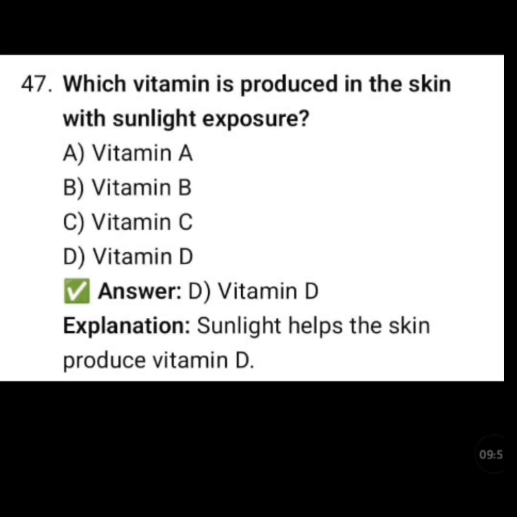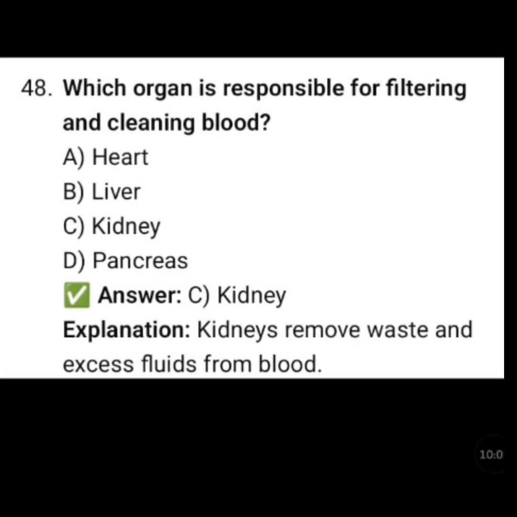Which vitamin is produced in the skin with sunlight exposure? Vitamin A, B, vitamin C, D. The correct answer is option D, vitamin D. Sunlight helps the skin produce vitamin D. Which organ is responsible for filtering and cleaning blood? Heart, liver, kidney, pancreas. The correct answer is option C, kidney. Kidneys remove waste and excess fluid from blood.